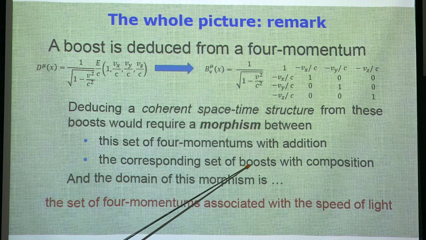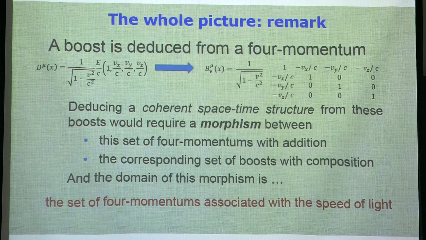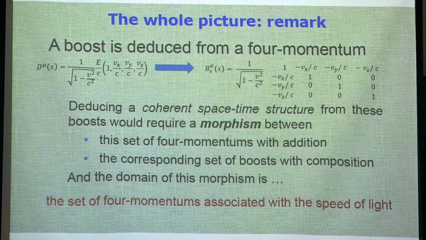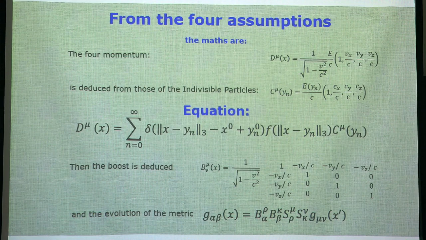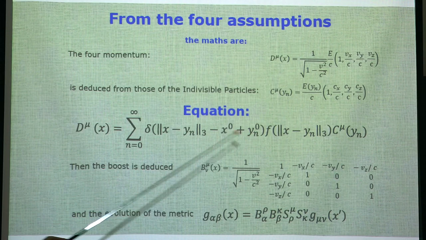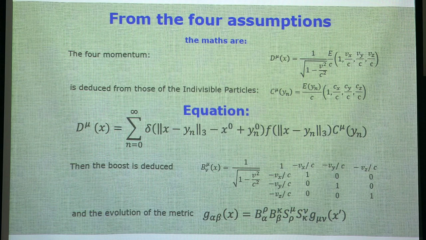The domain of this morphism is exactly the set of four momentum associated with the speed of light. That's good news. That's very good news. Now let's go back to the presentation from the four assumptions. So this is a rewriting of what I've been writing before. This is a D1 plus D2, written in a quite classical way in GR. Okay.